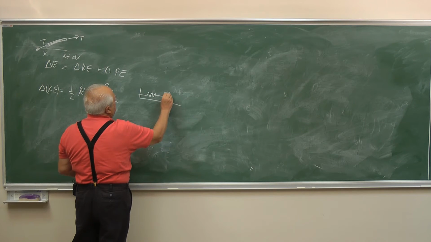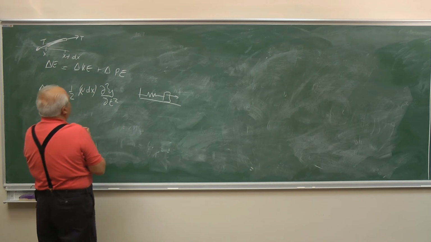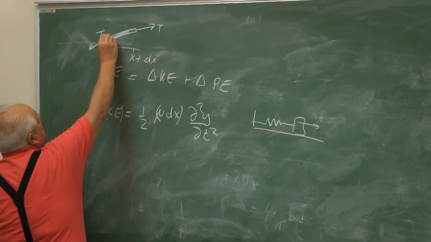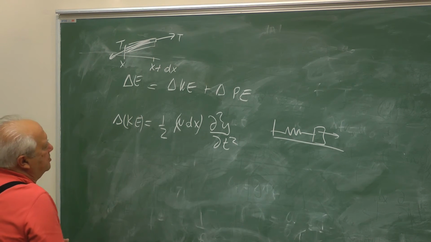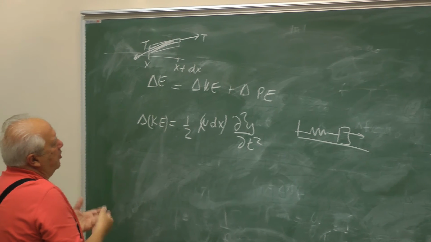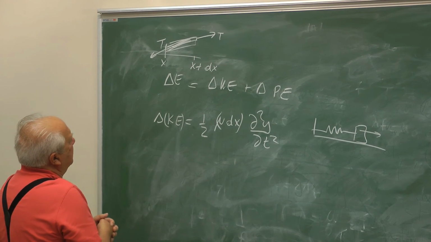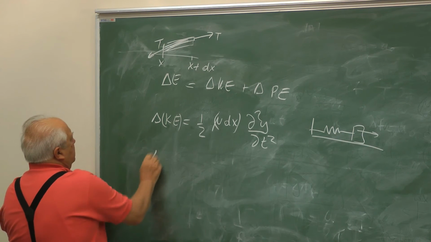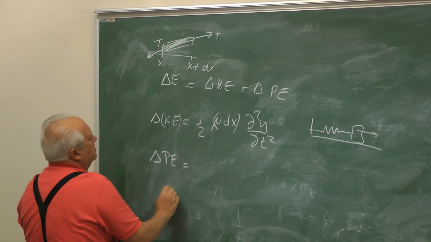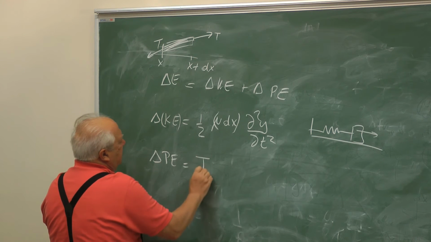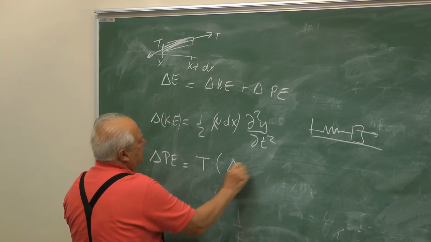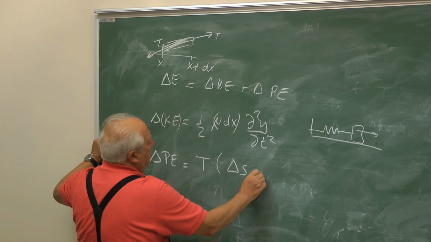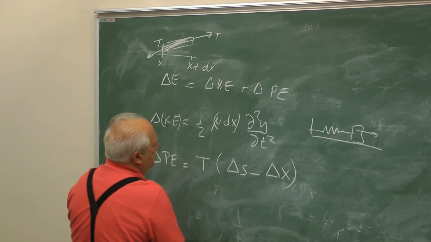like in the spring problem, if you apply a force and stretch it, you give it a potential energy. So this piece of string is pulled from both sides by tension. So tension is doing work, and that work is the potential energy gained by that piece of string. So delta potential energy is equal to the work done by the tension. So tension times how much did it stretch? Delta S is the length now, and what was the length before? Delta x.